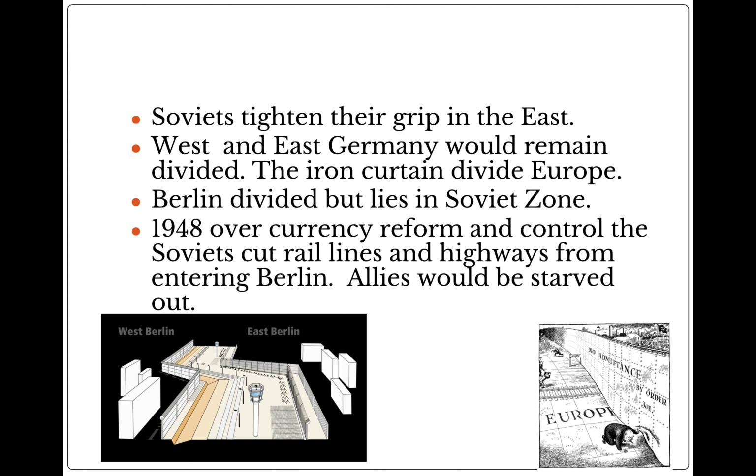Berlin is divided but lies within the Soviet zone. And in 1948, over currency reform and control, the Soviets cut rail lines and highways from entering Berlin, in the hope that without the supplies, the Allies would be starved out.